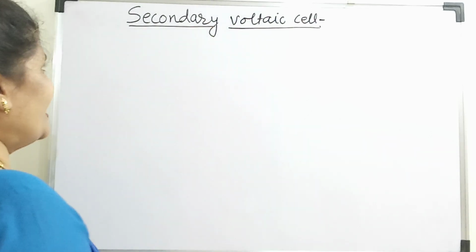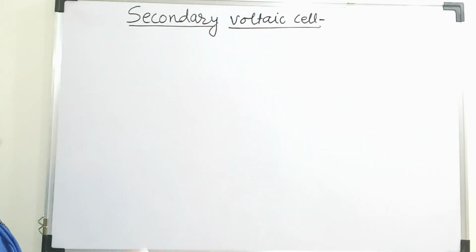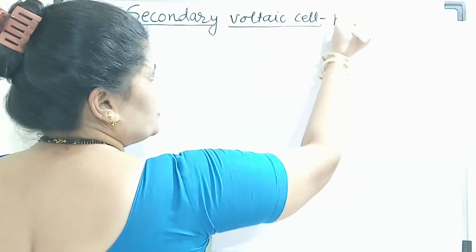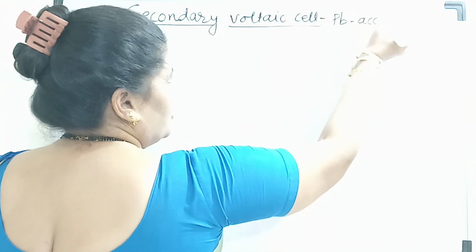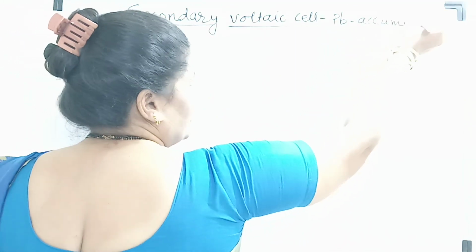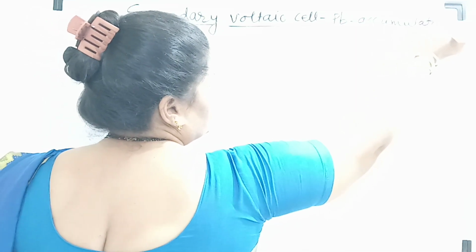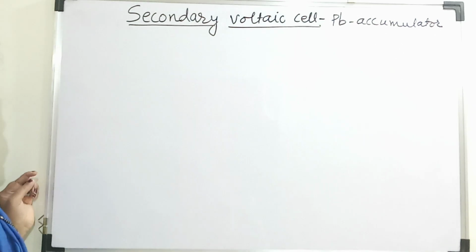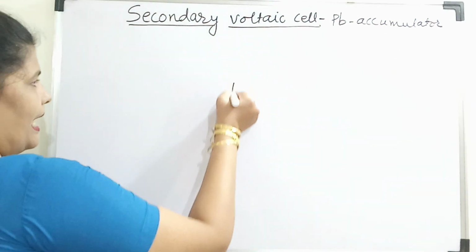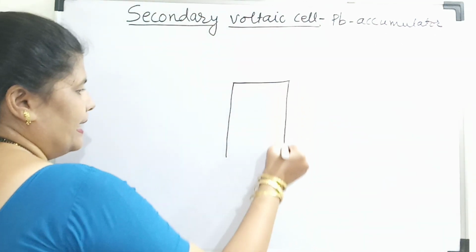In this video, we are going to see the secondary voltaic cell. The example we are going to see here is a lead accumulator. Now, what is a lead accumulator? To understand that better, let me take an example of a cell we use at home, and that is the emergency light.